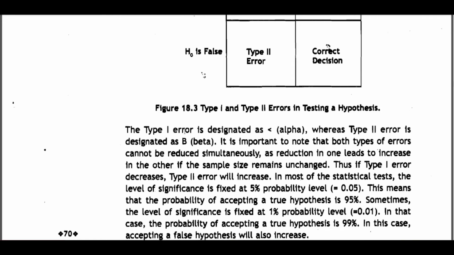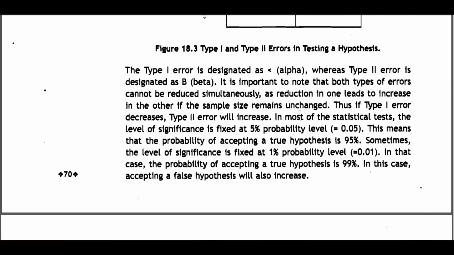Type 1 error is designated as alpha, whereas type 2 error is designated as beta. It is important to note that both types of errors cannot be reduced simultaneously, as a reduction in one leads to an increase in the other if the sample size remains unchanged. Thus, if type 1 error decreases, type 2 error will increase.